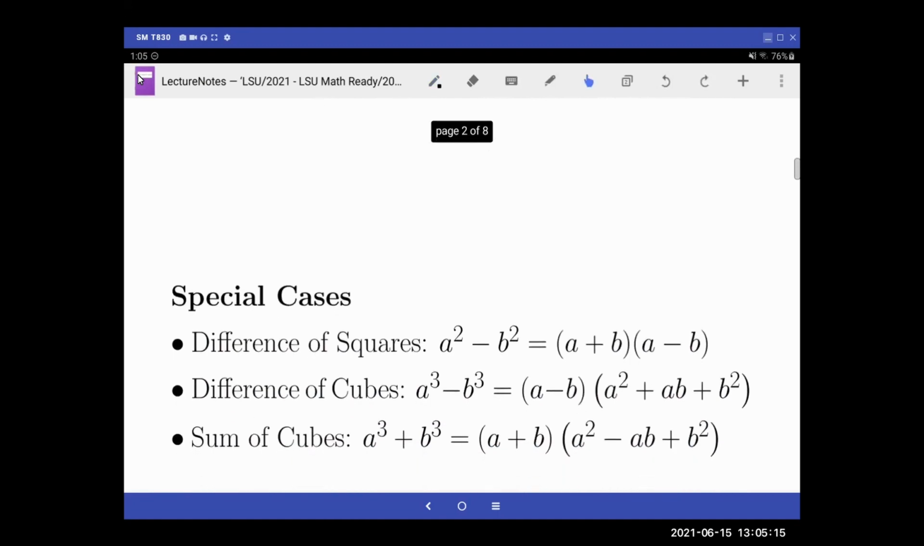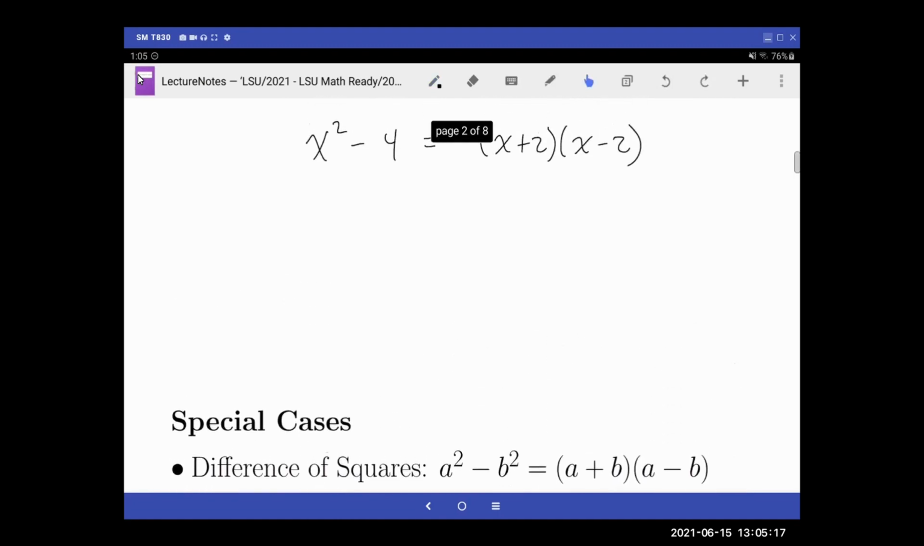There are some special cases. Notice I just used this one here. This is called difference of squares. It's called that because it's something squared minus 4, which is something squared. And so that x and that 2 go here and here. And that's me using difference of squares.